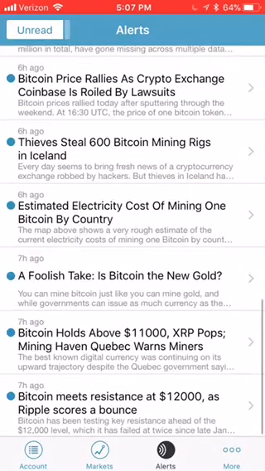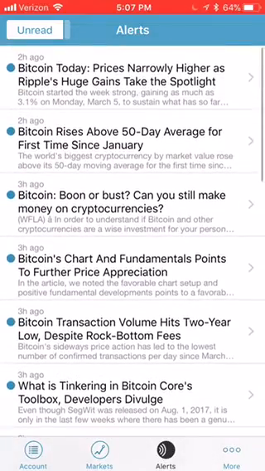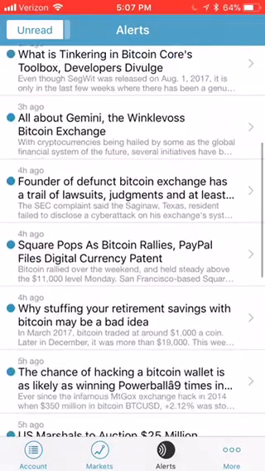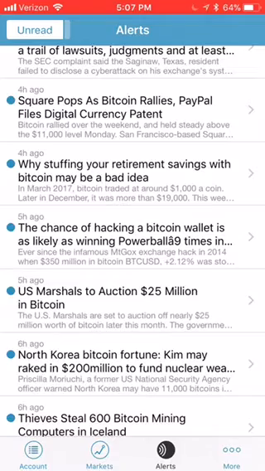If I go over to alerts, this is the most useful part of the application, and I recommend anybody who's interested in cryptocurrency getting this application just for this reason. And it shows you different stories in media that can influence the current market value of each cryptocurrency.